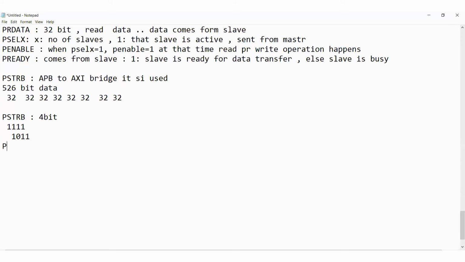Okay. Next, there is PPROT. It is normally fixed. Okay, PPROT means whether it is read only, write only, bufferable. All those things come under PPROT. It is also used when you are going to convert APB to AHB or APB to AXI. Next, there is PSLVERR. In APB, if any error happens in your write or read operation, it is not going to consider whether there is an error or no error, it is going to complete the transaction. But in AHB or AXI, if there is any error, it will return a signal indicating failure of the transaction. So this is also used in the AHB or AXI to APB bridge.